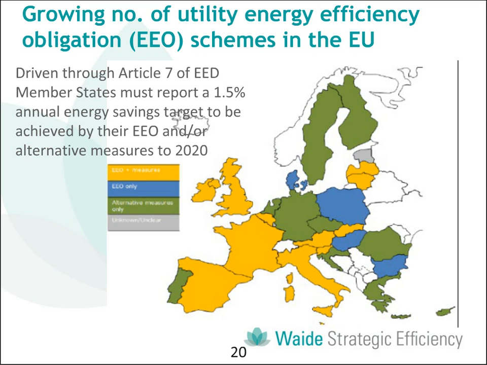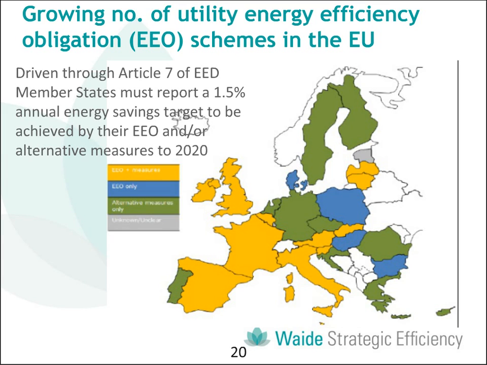Where they are in green, you can see that there's Finland here, Sweden, the Netherlands, Germany, Czech Republic, Croatia, Romania, Greece, Cyprus, and Portugal, that they will be doing or realizing this article purely through alternative measures, so there will be no energy efficiency obligation scheme in those countries.